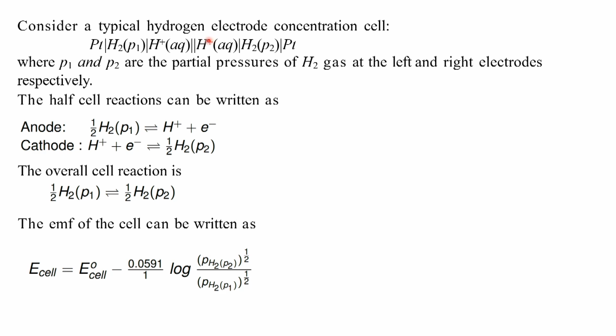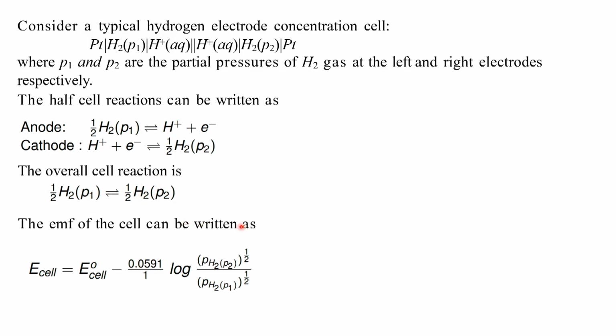So consider a typical hydrogen electrode concentration cell. It is platinum, H2 at pressure P1, H plus ion, H plus ion, H2 at pressure P2, and platinum, where P1 and P2 are the partial pressures of hydrogen gas at the left and right electrodes respectively. The half cell reactions can be written as follows. At the anode, oxidation takes place, so half H2 goes to H plus and one electron, and at the cathode, H plus plus an electron gives half H2 at pressure P2. So the overall cell reaction, if we add them, is half H2 at pressure P1 in equilibrium with half H2 at pressure P2.